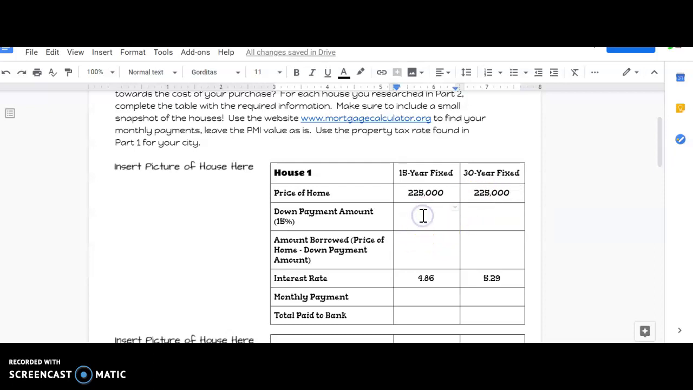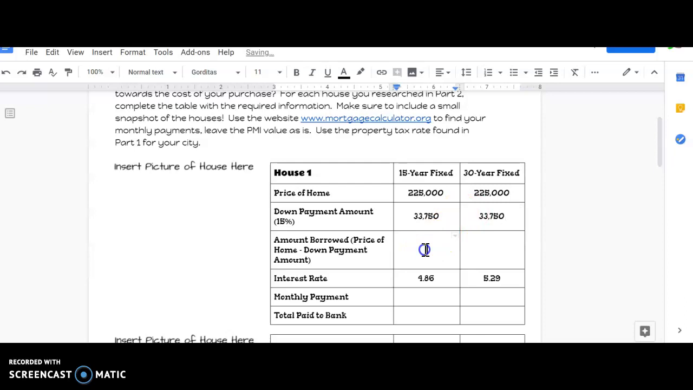Down payment, 15%. So you're going to need to do 225 times 0.15. You can feel free to use your calculator for that. So for my example, that's going to be $33,750. And again, that's going to be the same for both. It doesn't matter yet.